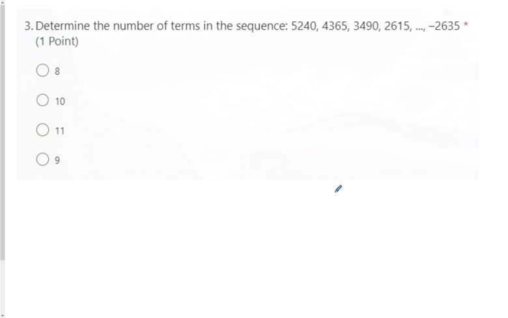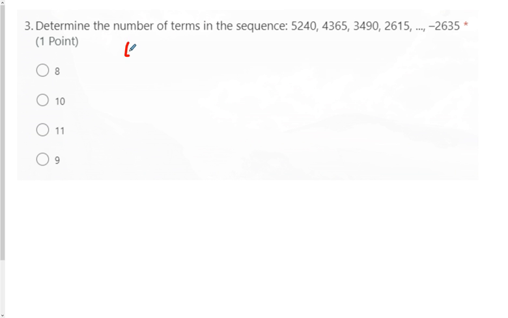I don't actually know for this one if it's arithmetic or geometric because it doesn't say. I can tell it's going down, but is it going down by a common ratio or is it going down by the same amount each time? Is it going to be arithmetic or geometric? Common difference or common ratio? I can't tell. So let's start just by subtracting some terms.